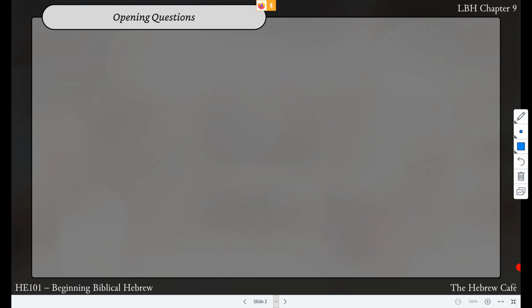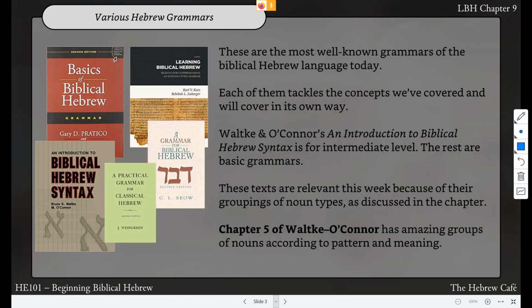but I pulled out a couple of lists from Waltke and O'Connor. So the first thing we'll look at is basically the different common Hebrew grammar books. The one we're using, of course, is Learning Biblical Hebrew by Kutz and Josberger here. A very common one nowadays is the Basics of Biblical Hebrew. I think both of you probably own it.